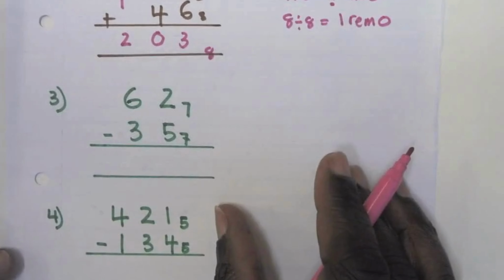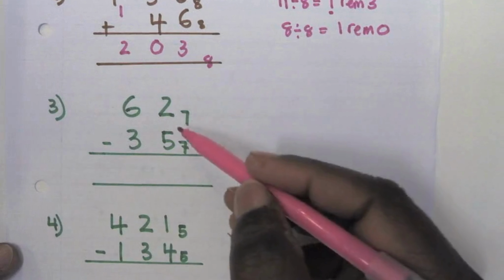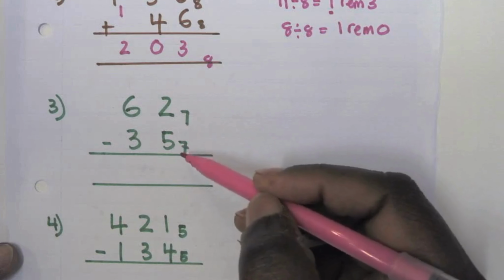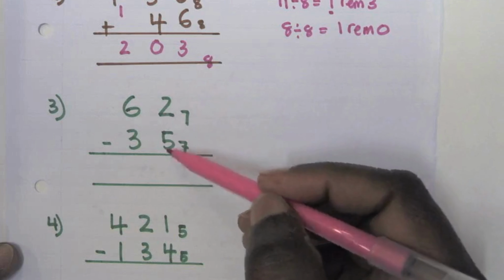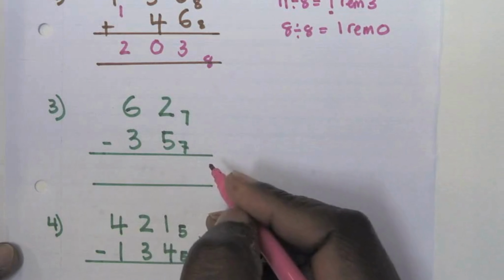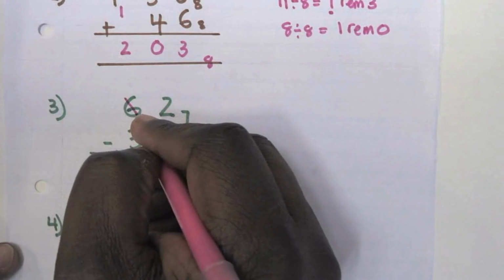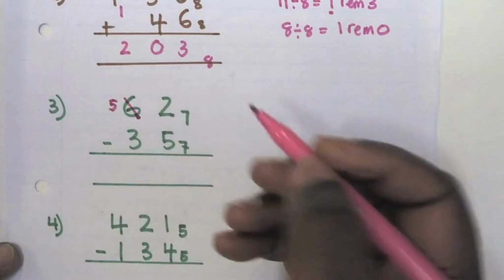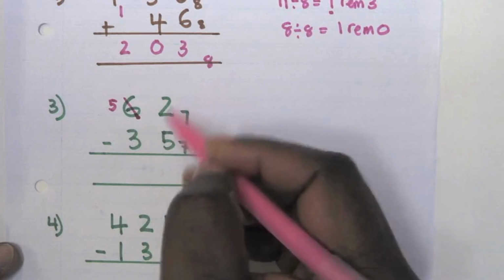If I move on to number 3, I'm now subtracting, and these numbers are in base 7. So I need to borrow in the first column because it says 2 minus 5. It can't, so I have to borrow here, and if I borrow here, I'm going to be left with a 5. But because I am in base 7, I've borrowed a 7.